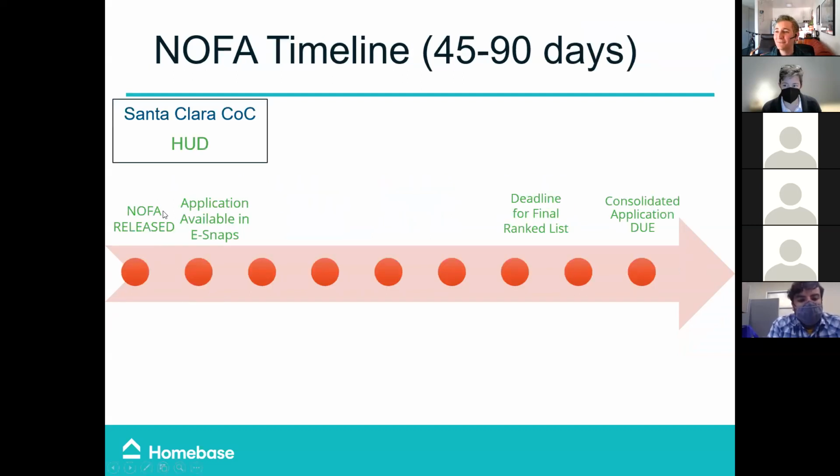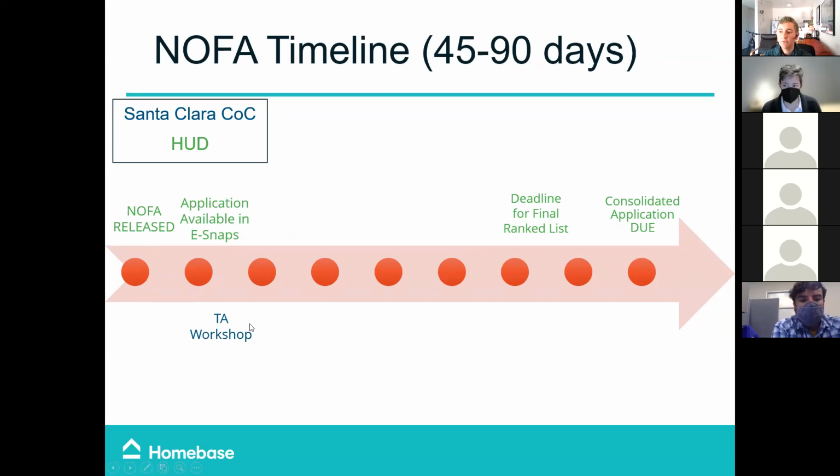But once it does, we'll let you all know. We'll say, hey, the notice of funding availability is out. At some point after the NOFA is released, HUD will make the funding application available in their federal funding system, and they'll set a deadline for us to finish our local decision about which projects we're going to submit. And they'll also set a due date for our total application.